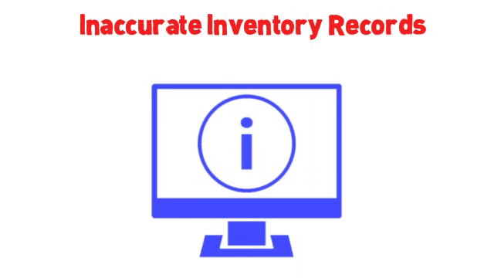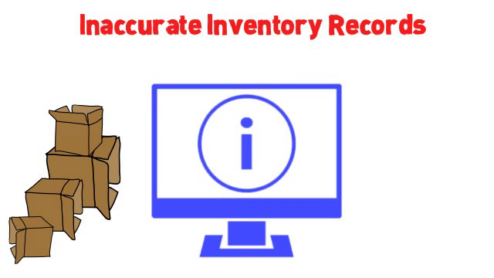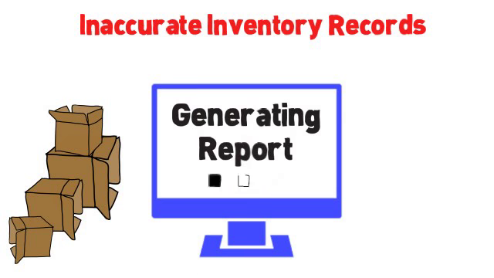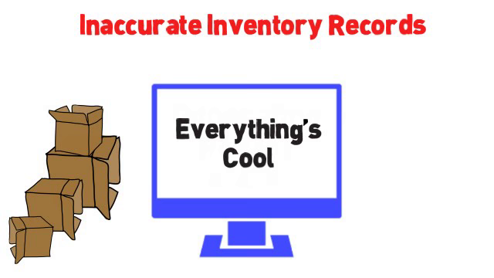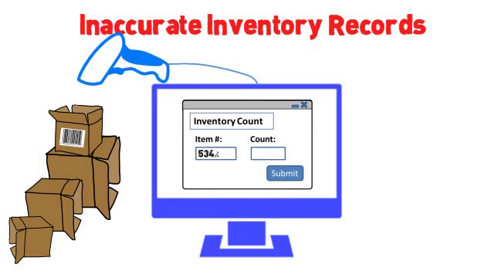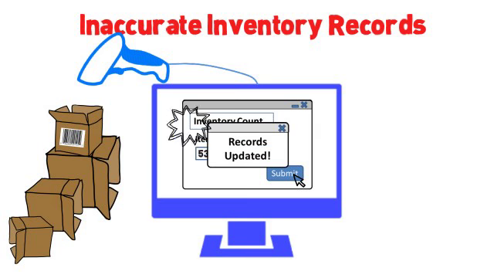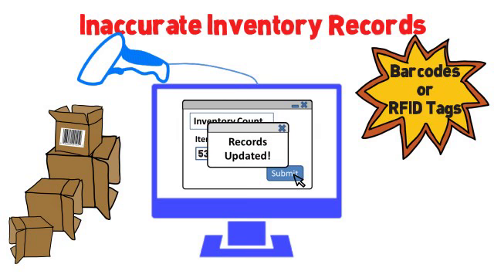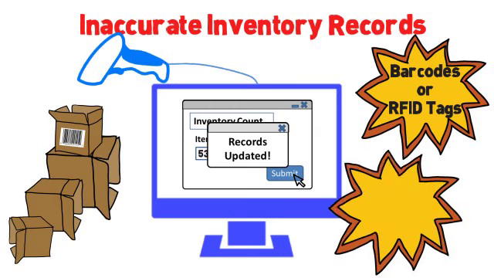Let's say that you've run out of an item, but your system was never updated, so it doesn't inform you that there's a problem. You can address this threat by using barcodes or RFID tags that are scanned as items are used. And you can periodically count inventory and update the system. So you can use barcodes or RFID tags and do periodic physical counts of inventory.